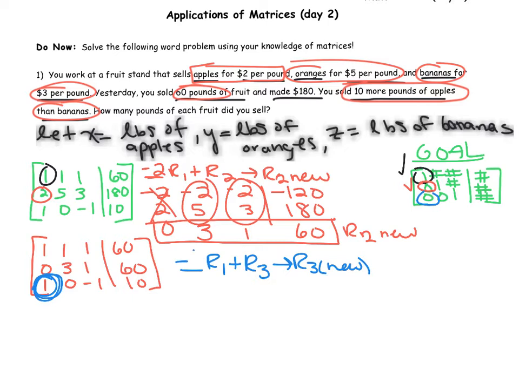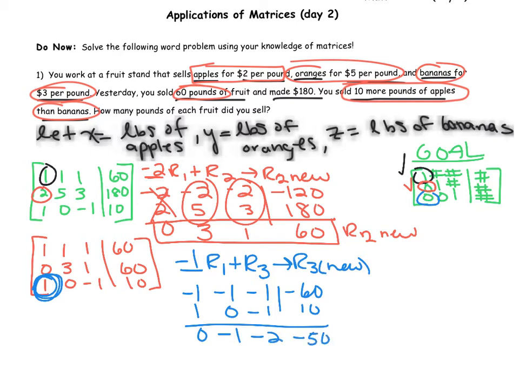Good, -1. So now I'll have -1, -1, -1, -60, and I'm adding that to my third row. We'll end up getting 0, which is what we wanted, -1, -2, and -50. So there is my new third row. Okay, so let's write that out.